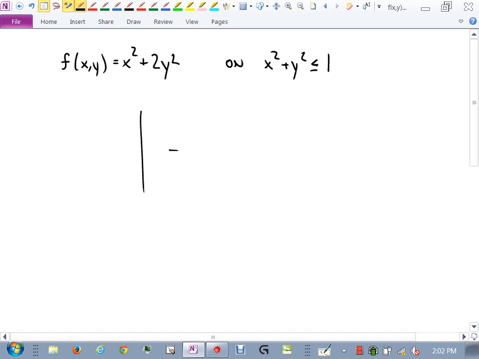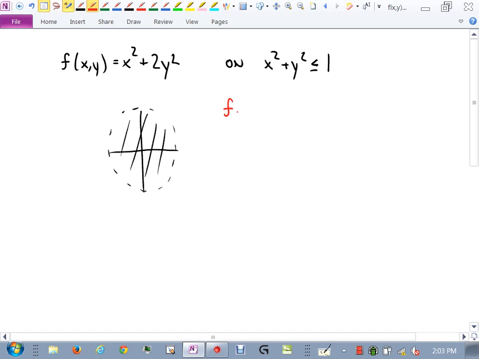So we have f of x, y is x squared plus 2y squared. This time we're on x squared plus y squared less than or equal to 1. So what I'd like to do is first consider the part in here. I'll work with the boundary and I'll use Lagrange for that. So in there, what I'm going to do is try and figure out if I have a local max or min in there. So how did we do that?